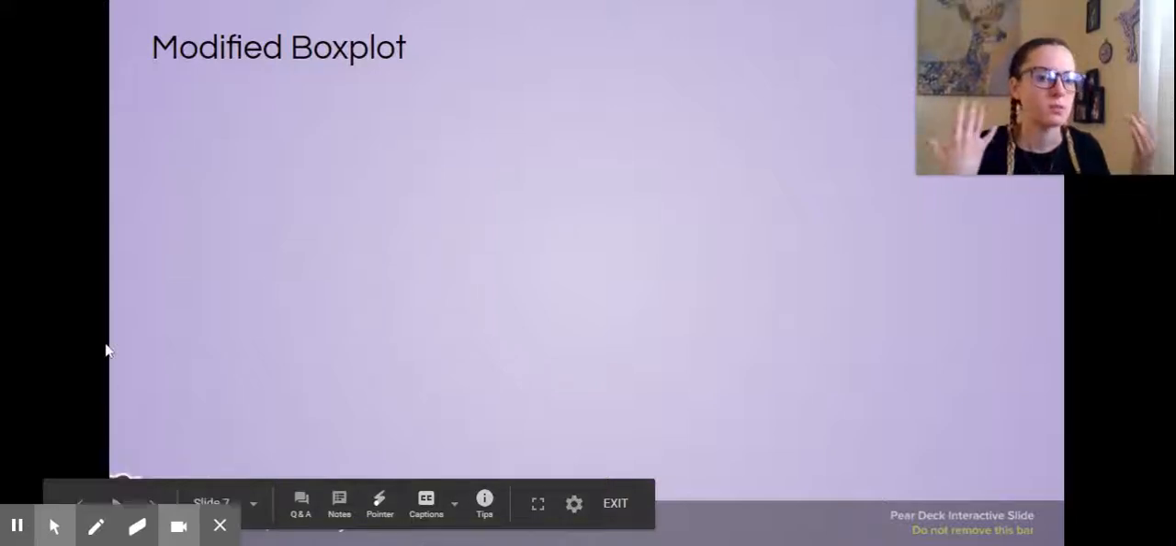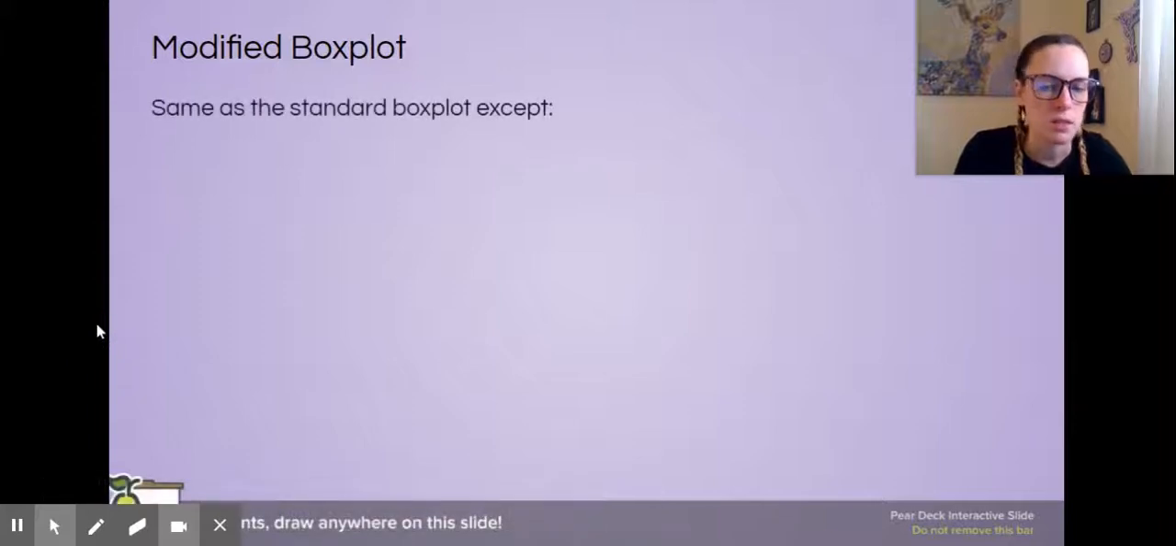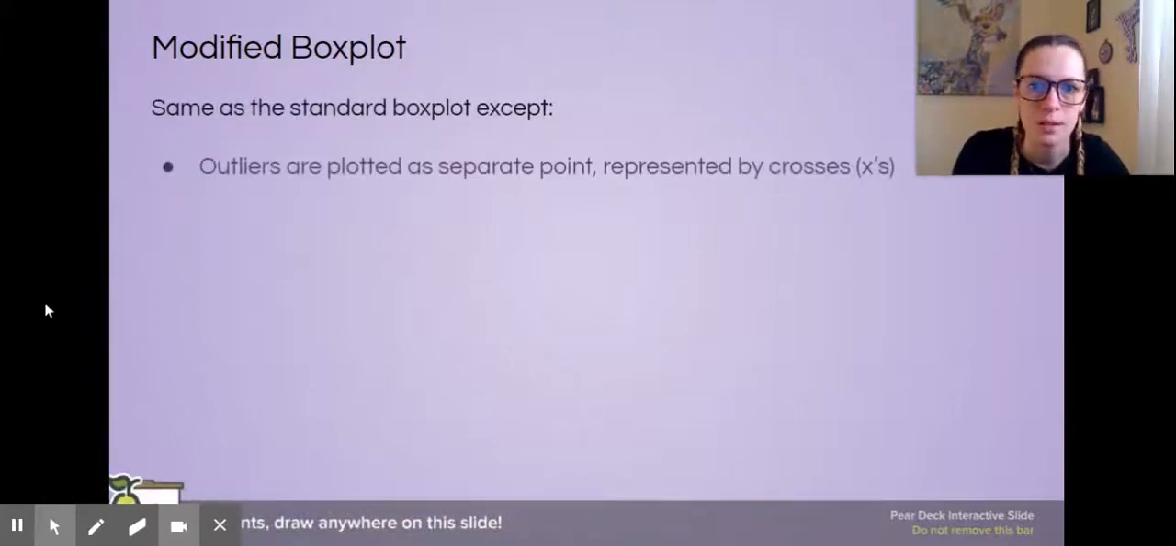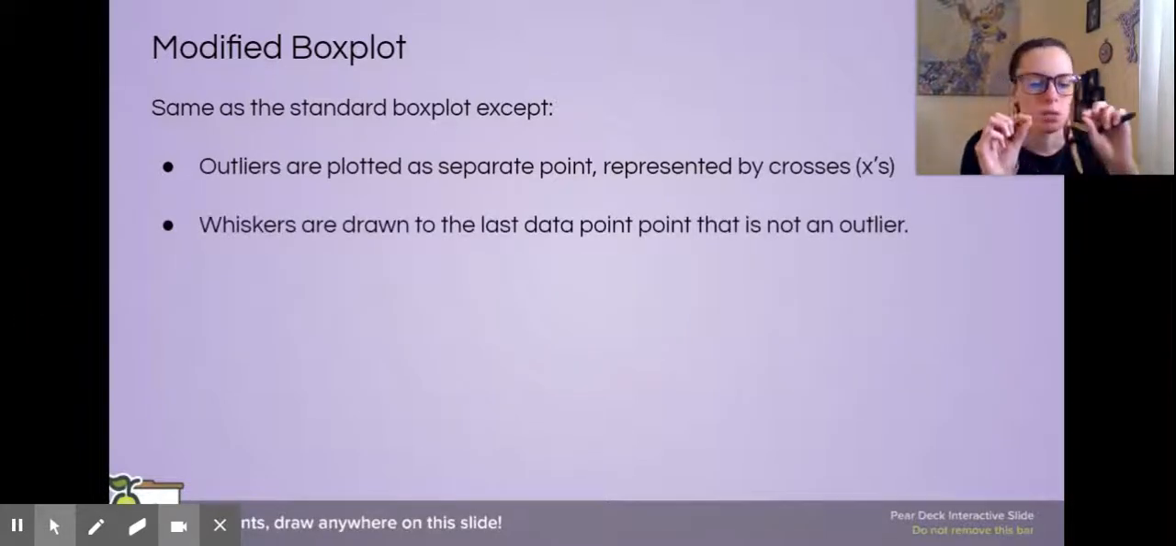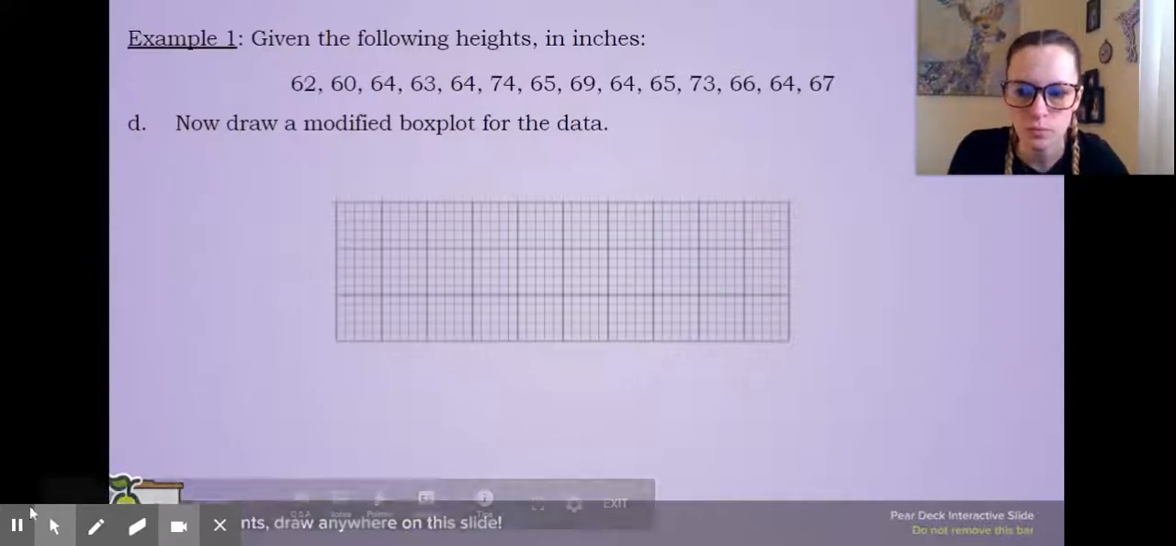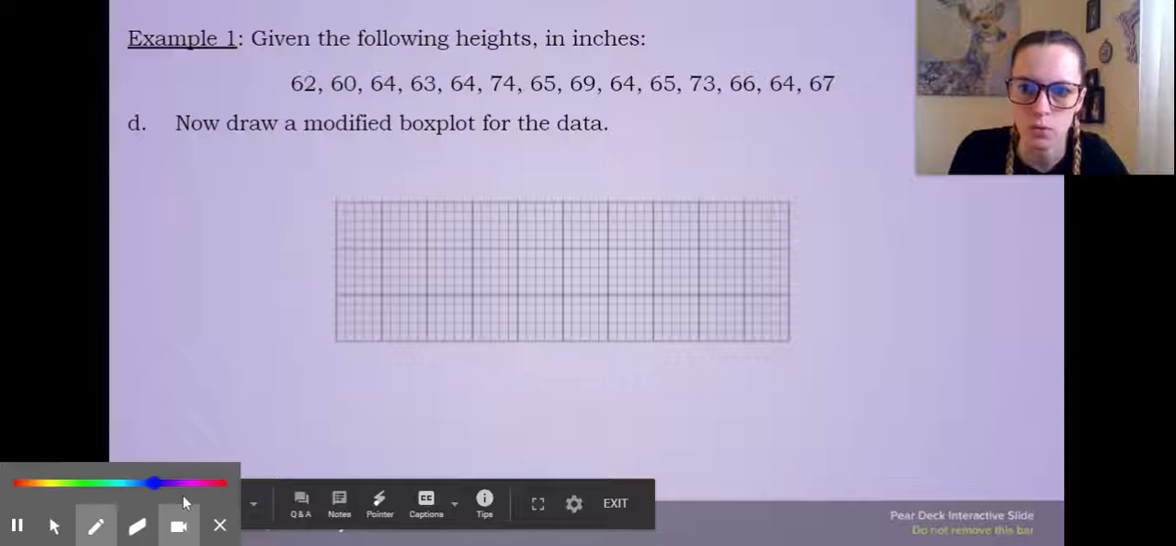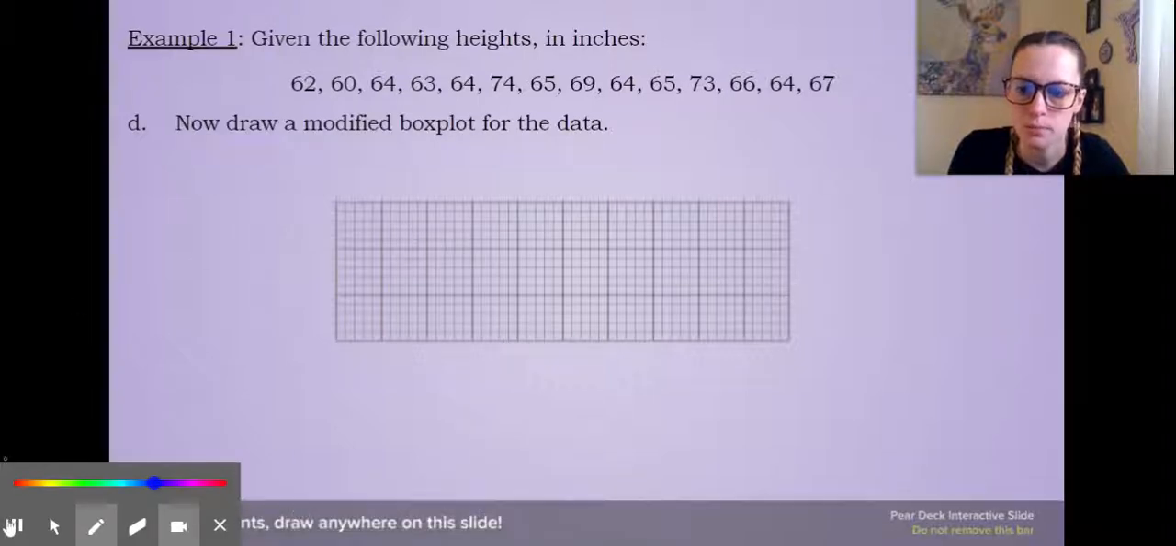So outliers in terms of our box plot brings up what's called a modified box plot. It's the exact same as our standard box plot, except that those outliers that we have are going to be plotted as separate points. And we usually represent them as X's so that it's a little bit more clear to see them. And that means instead of our whiskers being drawn all the way to those outliers, they're only going to be drawn to the last data point that's not an outlier. So let's draw one for our heights.